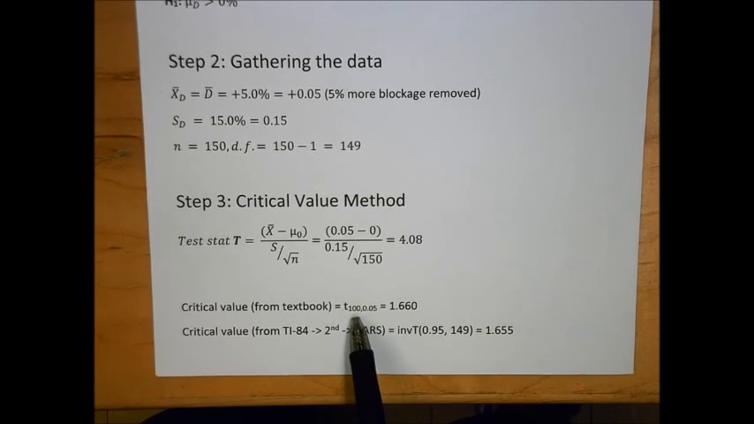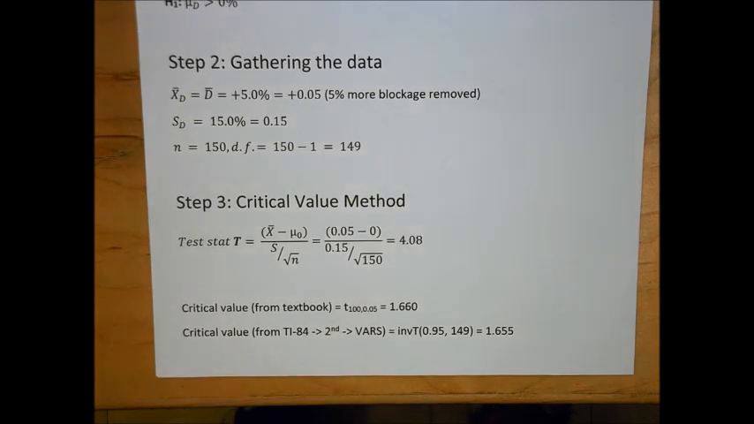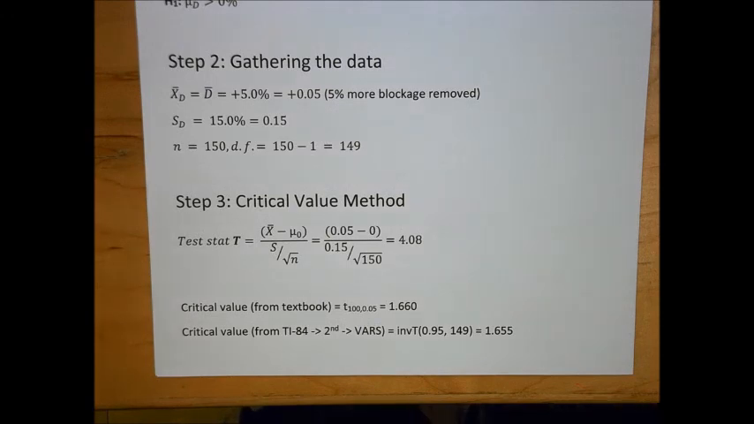So you'll have to round down to the 100th row, 100 degrees of freedom, with a 5% one-tailed test. You should find a critical value of 1.66. Your calculator will find a critical value for you for exactly 149 degrees of freedom.